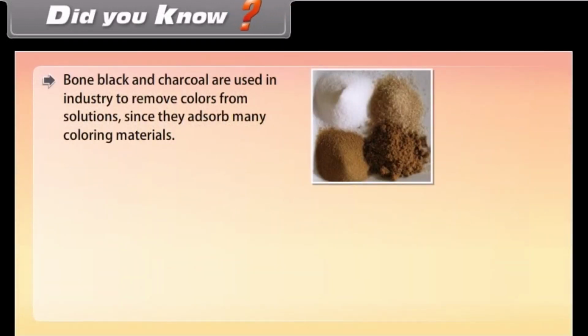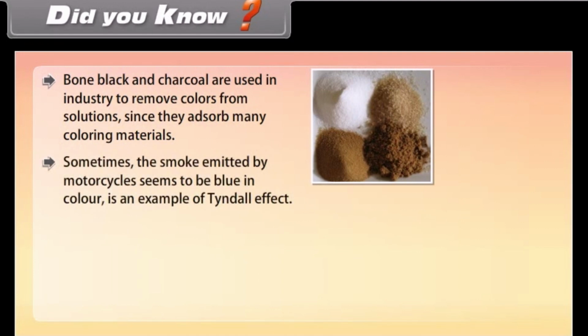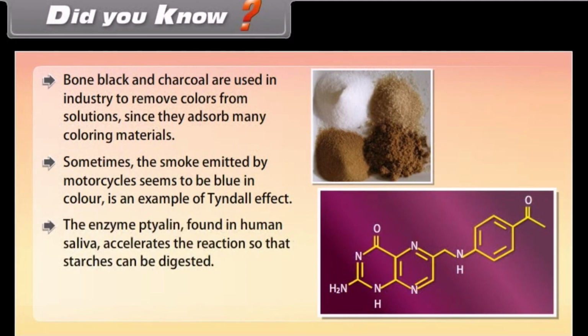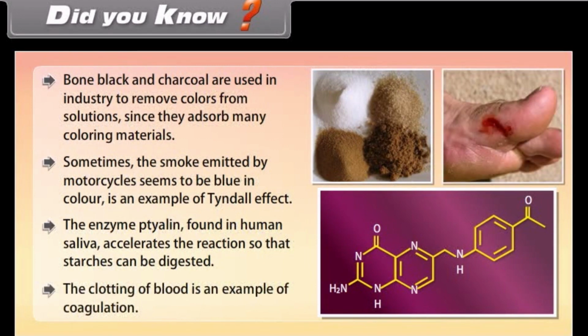Did you know? Bone black and charcoal are used in industry to remove colors from solutions since they absorb many coloring materials. Sometimes, the smoke emitted by motorcycles seems to be blue in color, which is an example of Tyndall effect. The enzyme ptyalin, found in human saliva, accelerates the reaction so that starches can be digested. The clotting of blood is an example of coagulation.